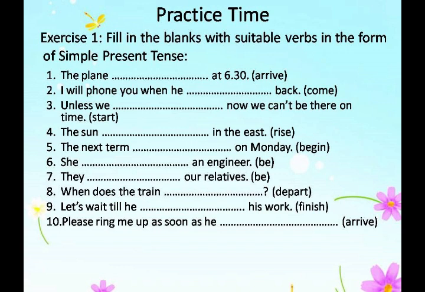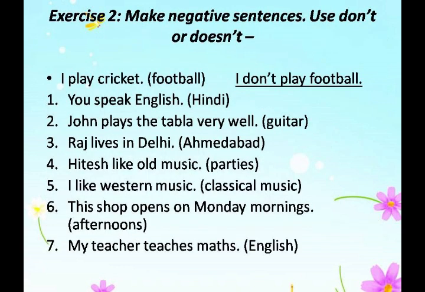In exercise 1, you have to fill in the blanks with suitable verbs in the form of simple present tense. Apply the rules and write down the answers. The answer key is given after completion of all the activities. You can check your answers and see how much you know simple present tense. Then exercise 2, in that you have to make negative sentences. You have to use don't or doesn't.